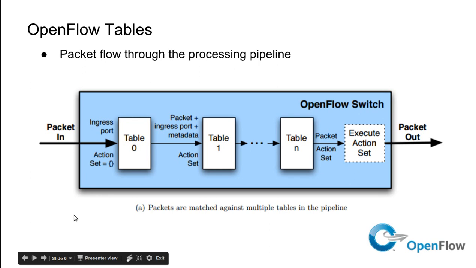So this is a picture of the processing pipeline. As you can see, the packet enters here, goes to table 0, and next goes to the next table until it finds the action which is appropriate for this packet, and based on that action we will send it to the output port.